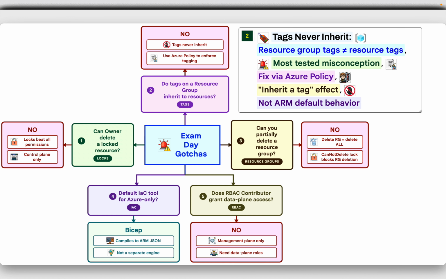Second, tags never inherit. Applying a tag to a resource group does not tag its resources. This is one of the most tested misconceptions on Azure exams. The fix is to use Azure Policy with the inherit a tag effect. But that is policy doing the work, not ARM default behavior.